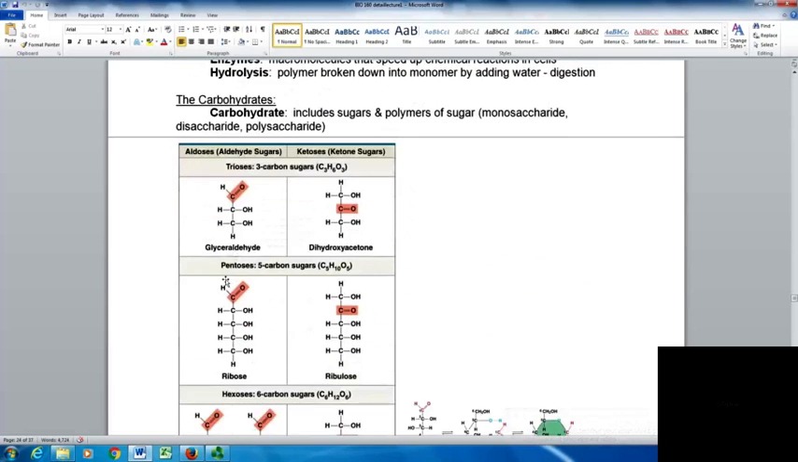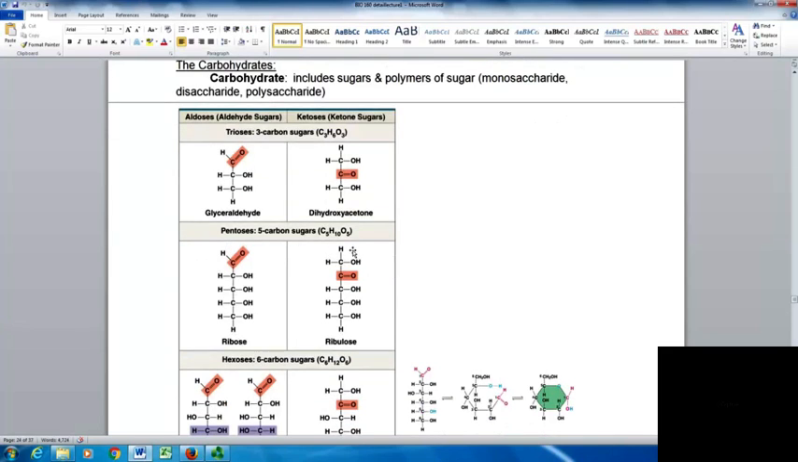So the first group we're going to look at is the carbohydrates. This is going to include the sugars and polymers of sugars. So this would include your monosaccharides, disaccharides, and polysaccharides. Saccharide is another term for a sugar. Here they can fall into 2 categories. You can have your aldose or aldehyde sugars. They're going to have this carbon double bonded to an oxygen on the end of the skeleton. The ketoses or ketone sugars are going to have this carbon double bonded to an oxygen in the middle of the skeleton.